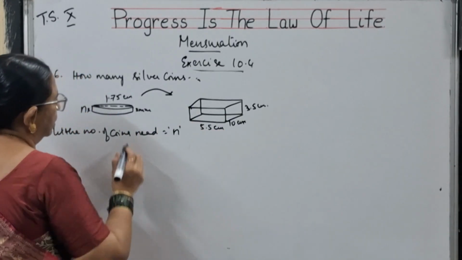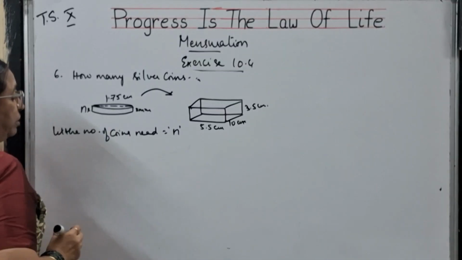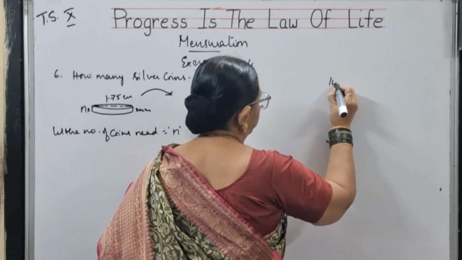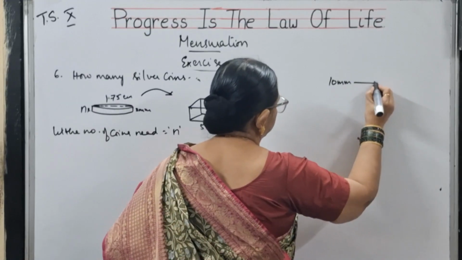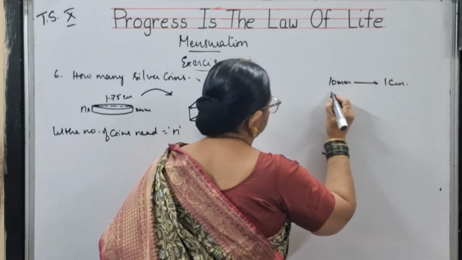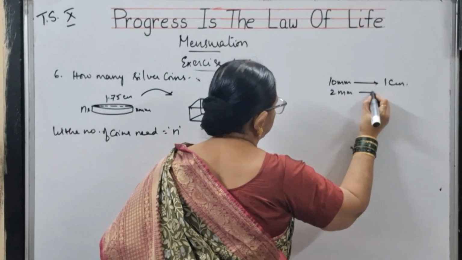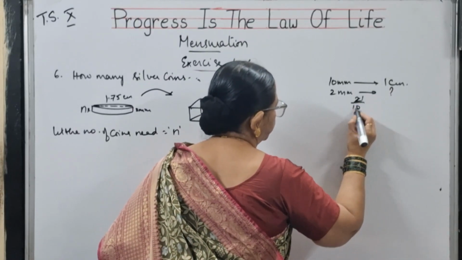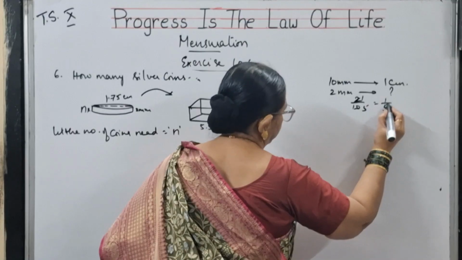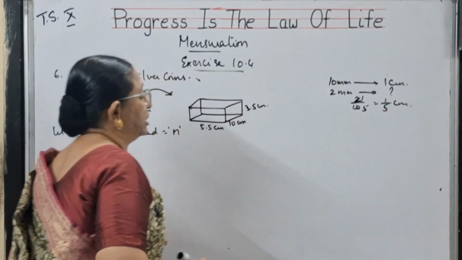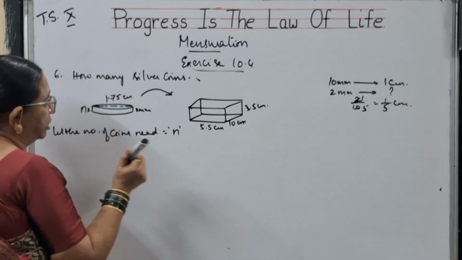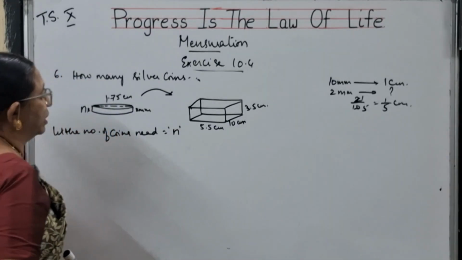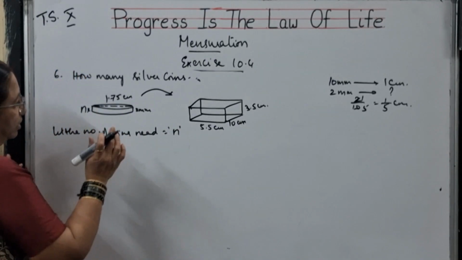Now here the height is in 2 millimeters. 2 millimeters means, children, you know that 10 millimeters make 1 centimeter. 2 millimeters make how many centimeters? That is 2 by 10, that means 1 by 5 centimeters. You have to convert it like this. Why? Because these are all in centimeters, only this is in millimeters. So we have to convert that millimeter into centimeter.